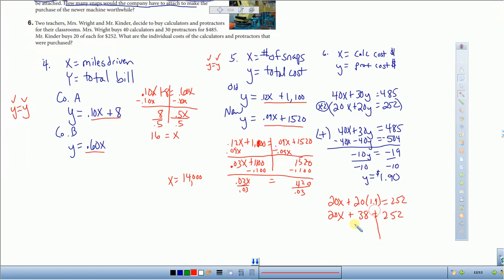Make my math wall, subtract 38 from both sides. So I get 252 minus 38, 214. That should be a 4. 214 and 20x. Divide by 20, divide by 20, and x is going to be equal to 214 divided by 20, which is $10.70. So $10.70. And we're done.